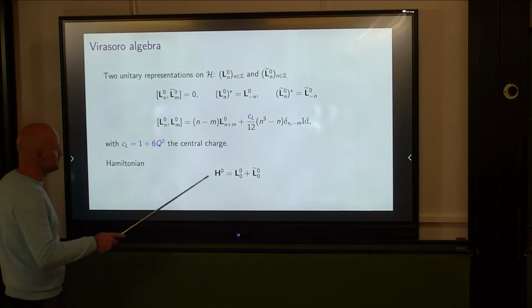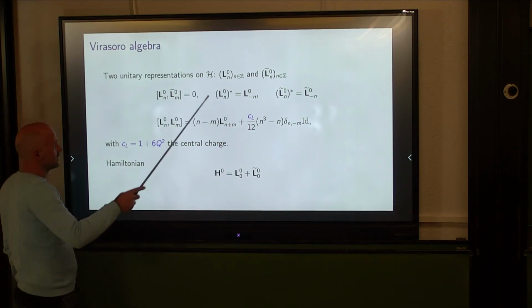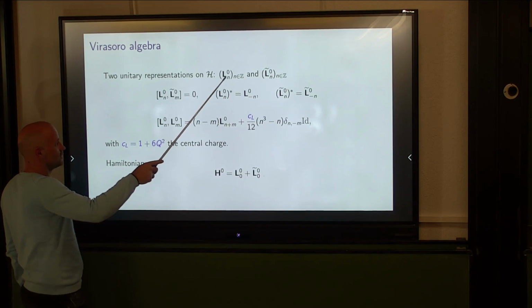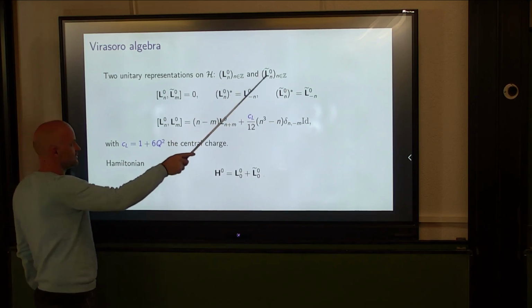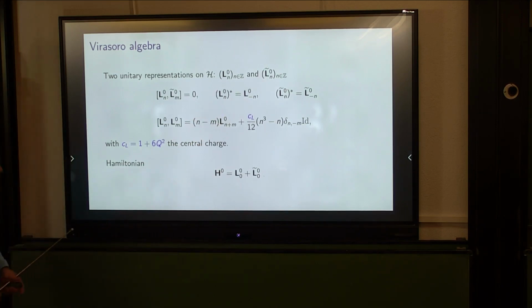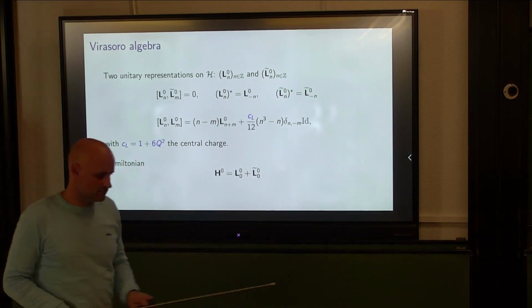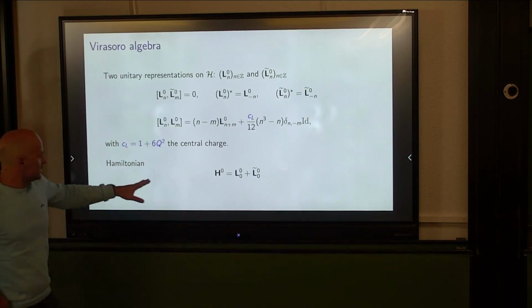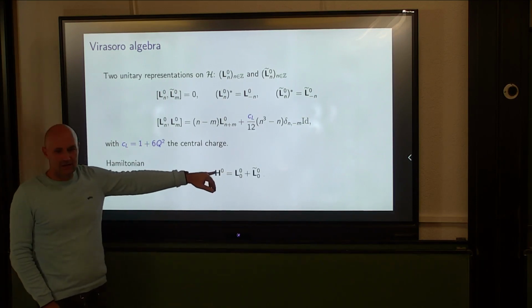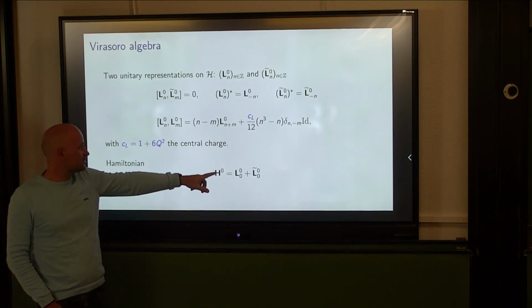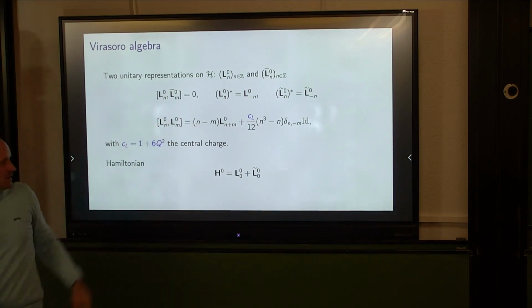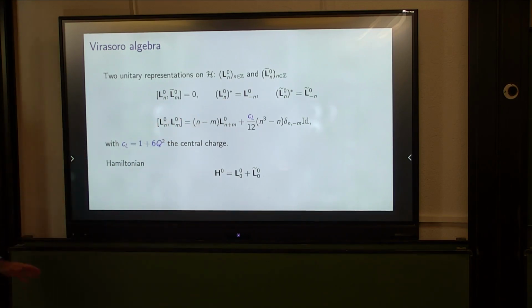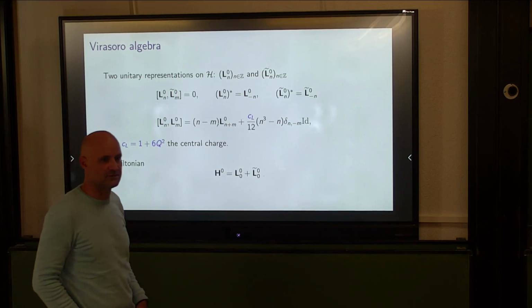And your Hamiltonian, you can reconstruct it by observing that it's just the sum of the L_0 at n equals 0 plus this one at n equals 0. What I will do after this, not now, is explain how you can diagonalize H_0 using these operators. And then I will explain how you push everything to the Liouville case. Okay? So we get the spectral resolution for the Liouville Hamiltonian.